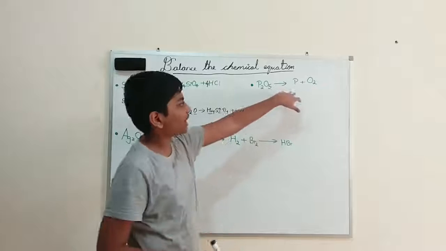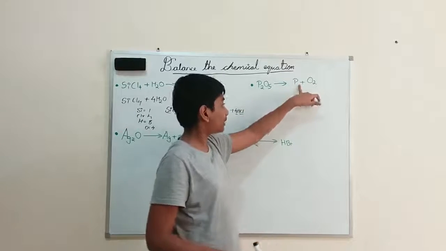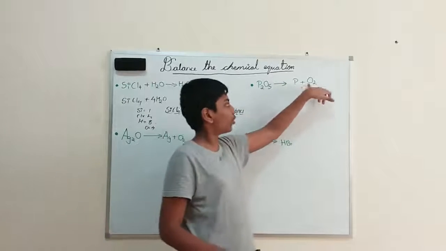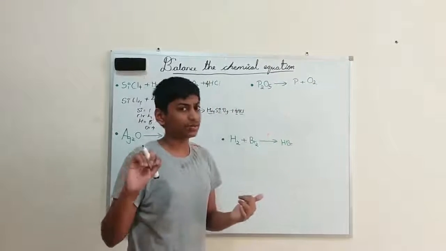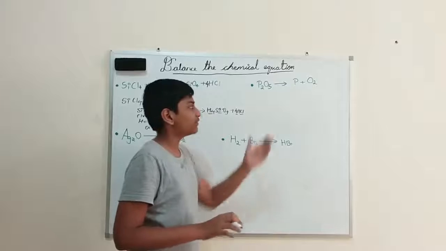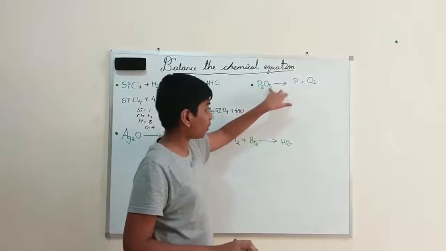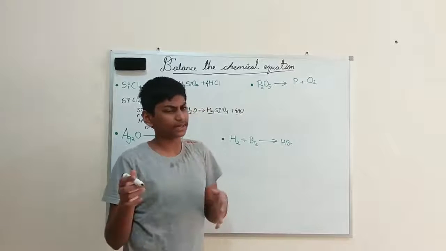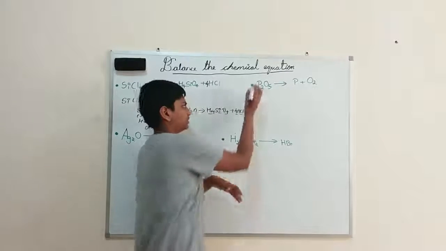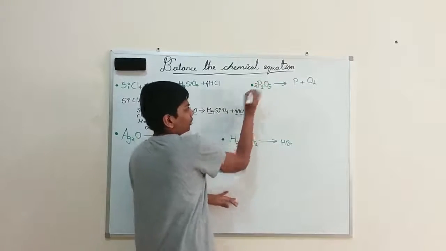So P2O5, here P is 1 but here it is 2. Here O2 is 2 but here it is 5. So what did I tell in the previous one? We should make the O2 even. To make it even, we can multiply it with the smallest one. So what is the smallest? I'll multiply it with 2 and check.